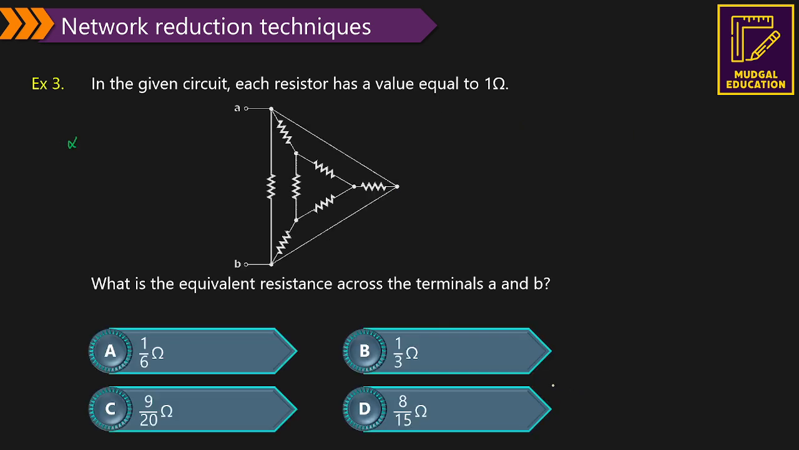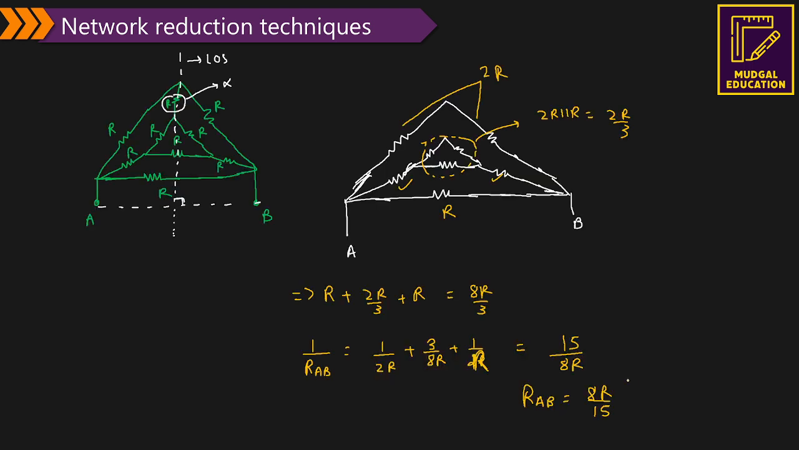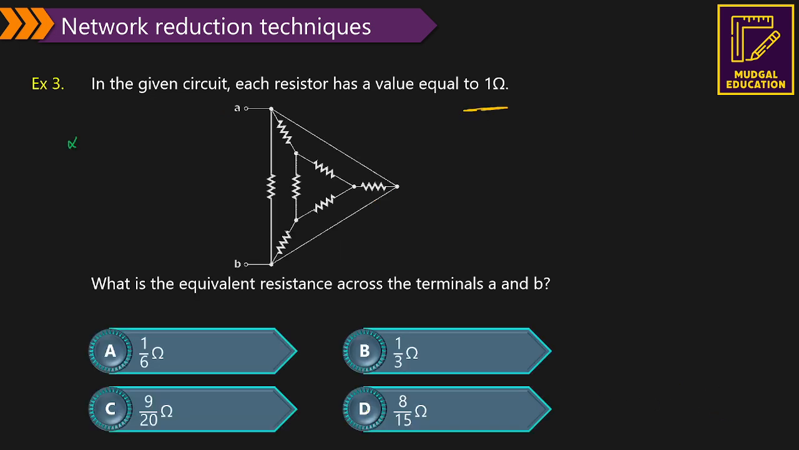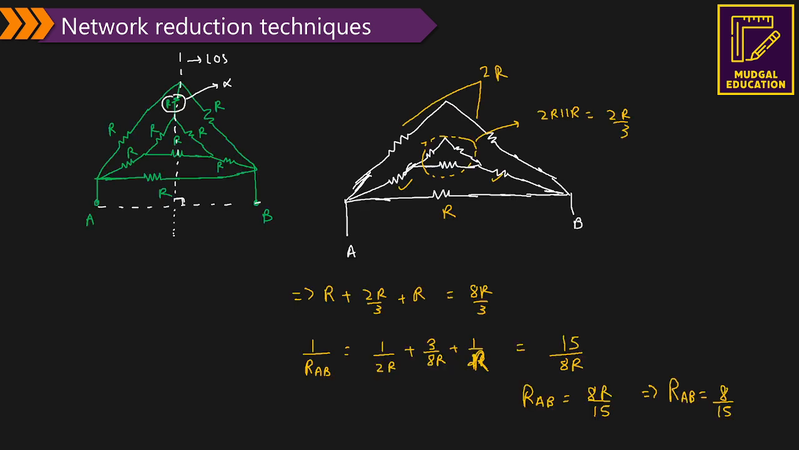8R by 15. And resistance given is 1 ohm. Okay, resistance given is 1 ohm. So since resistance given is 1 ohm, so RAB comes out to be 8 by 15. So option D is the right answer. Simple concept. Option D is the right answer.